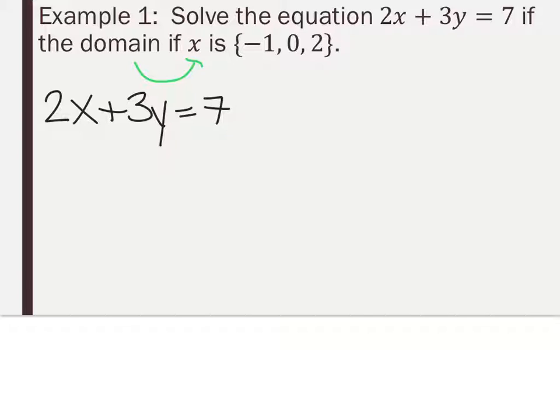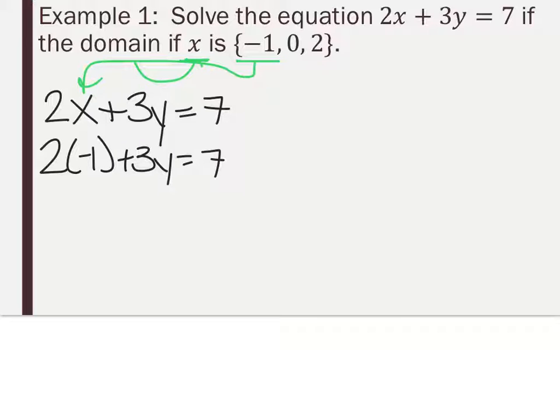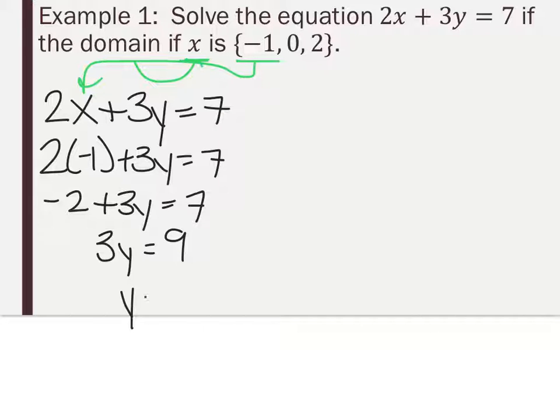It says if our domain, x, is -1, that's the first thing. So instead of writing x, I'm going to plug in -1, and I'm going to use that to figure out what y would be. 2 times -1 is -2. I'm going to add 2 to both sides. Divide, y is 3. So the answer to this one, when x was -1, y was 3, the point -1, 3.